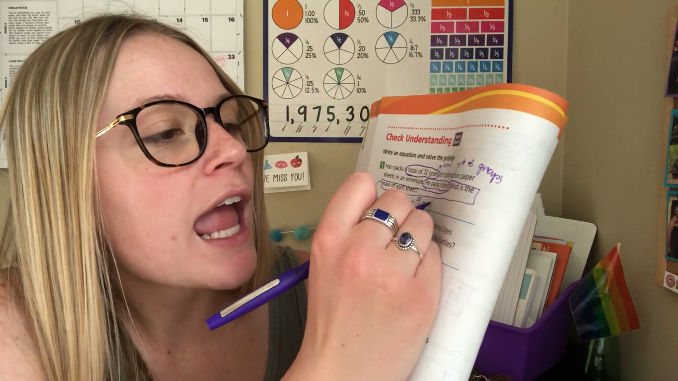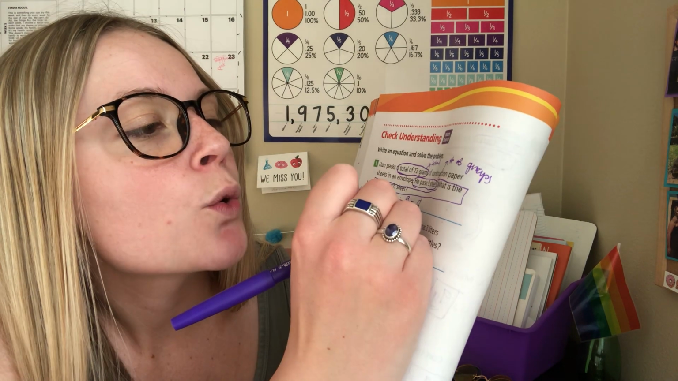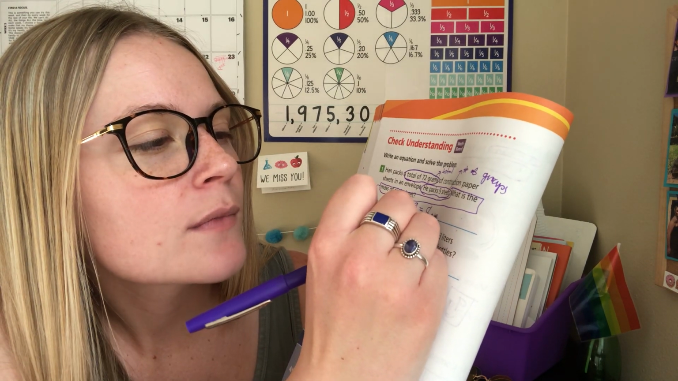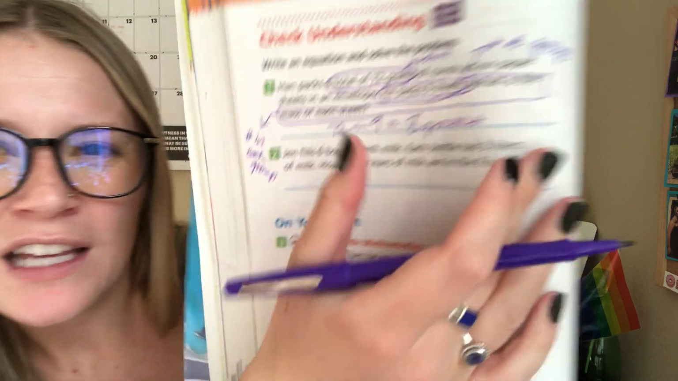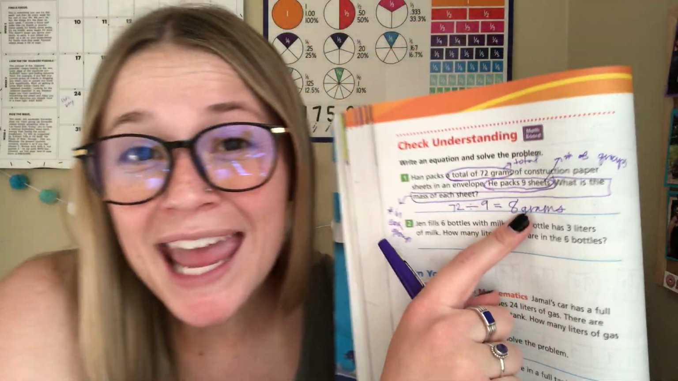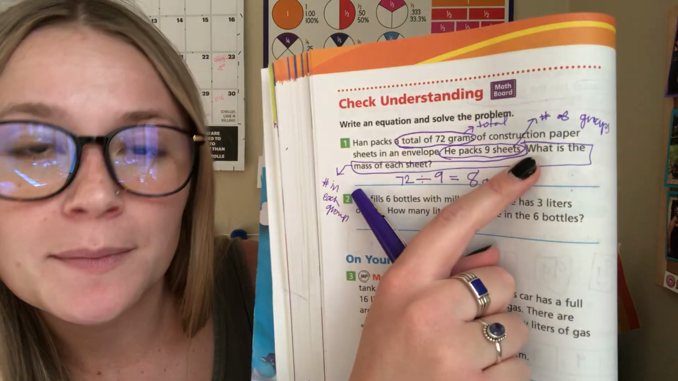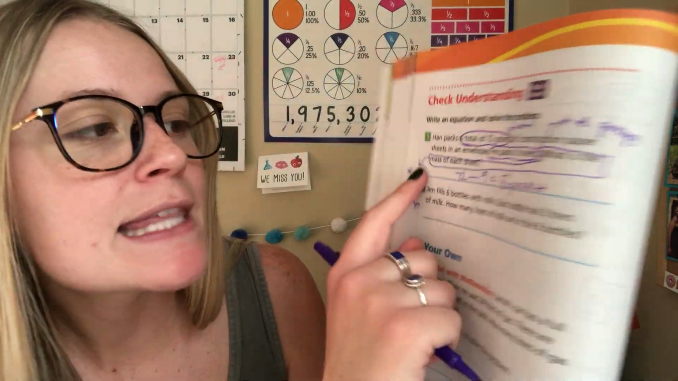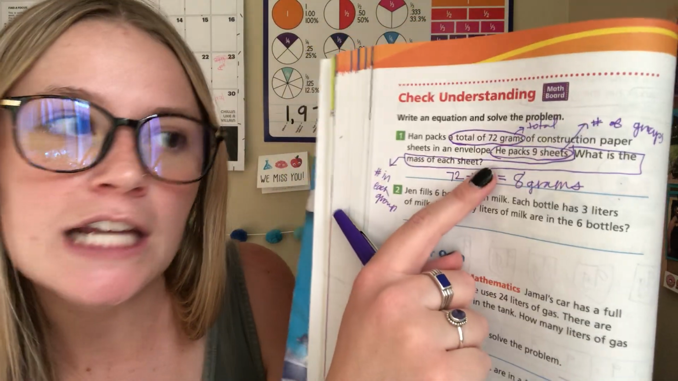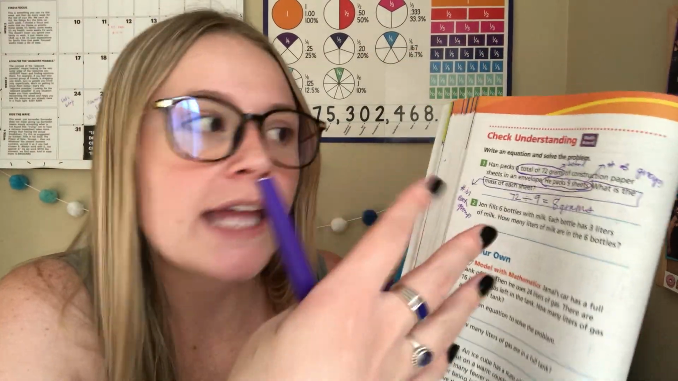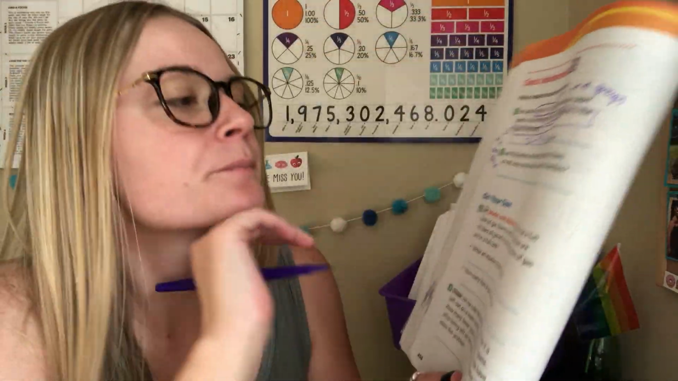And it's not just 8, it's 8 grams. Right? How do I know it's 8 grams and not 8 sheets of paper? Well, the question tells me what my units are. What is the mass of each sheet? So I'm trying to find the weight and I'm using grams.